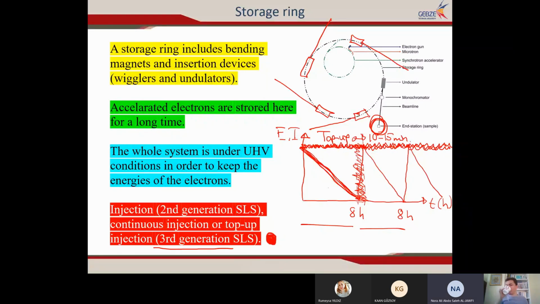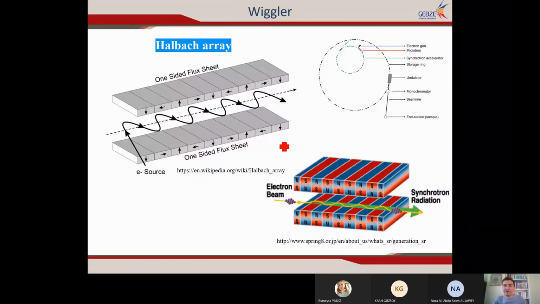No, you may continue. Okay, now let's discuss the insertion devices. Here in the storage ring, we have many insertion devices. Insertion devices can be an undulator or a wiggler. So what is an undulator? What is a wiggler? Let me start with the wiggler.